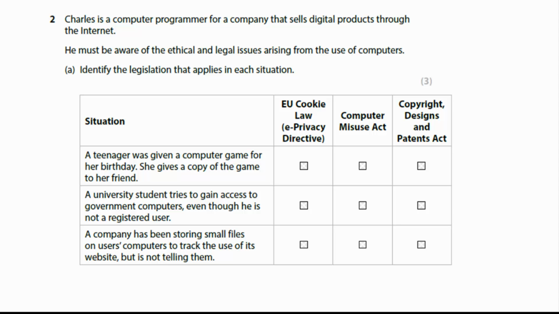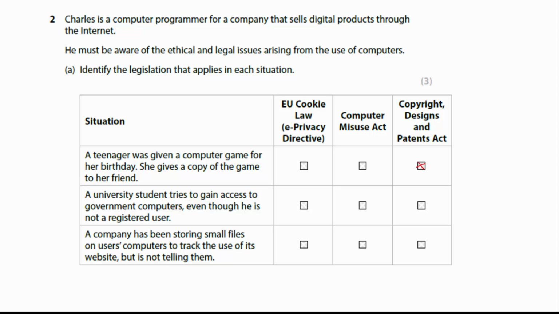It's covered in the last video I made in the series. It's a bit of a pain to learn about, a bit of a pain to teach really, because it's not very interesting. But you could probably guess what they are from their names. So, a teenager is given a copy of a computer game for her birthday, and she gives a copy of the game to her friend. So this is going to be to do with the Copyright Act. You can't just give away games or anything covered by this act to people.